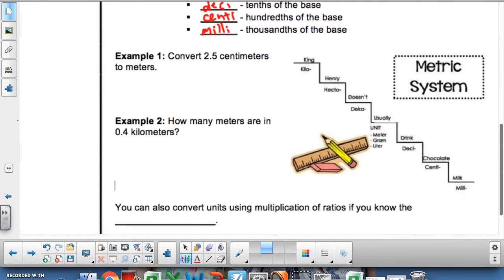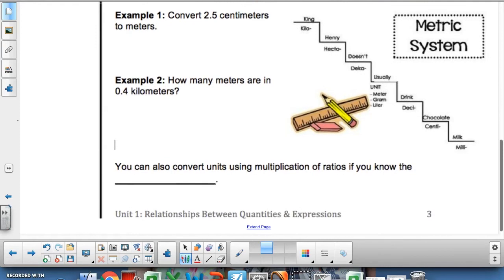So there's a couple different ways that you can go about converting between metric units, but the easiest way is just to have the list of your units over here. So kilo, hecto, deca, and then you've got meters, grams, liters, your base units, and then deci, centi, and milli. And you can move up and down this stair system as needed.